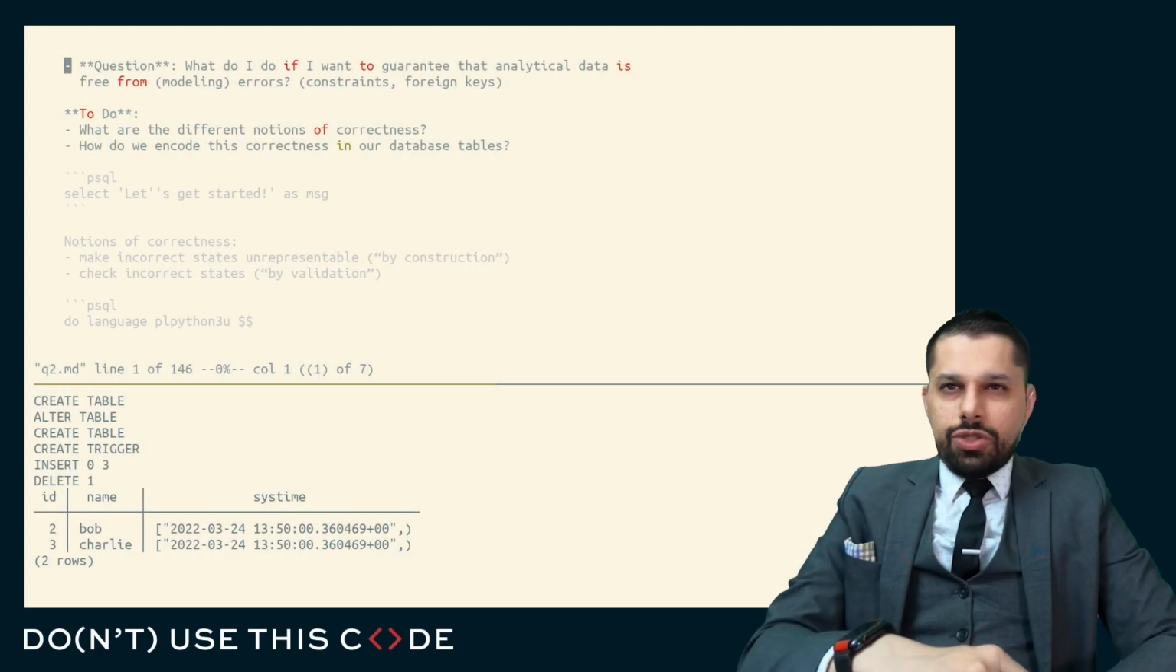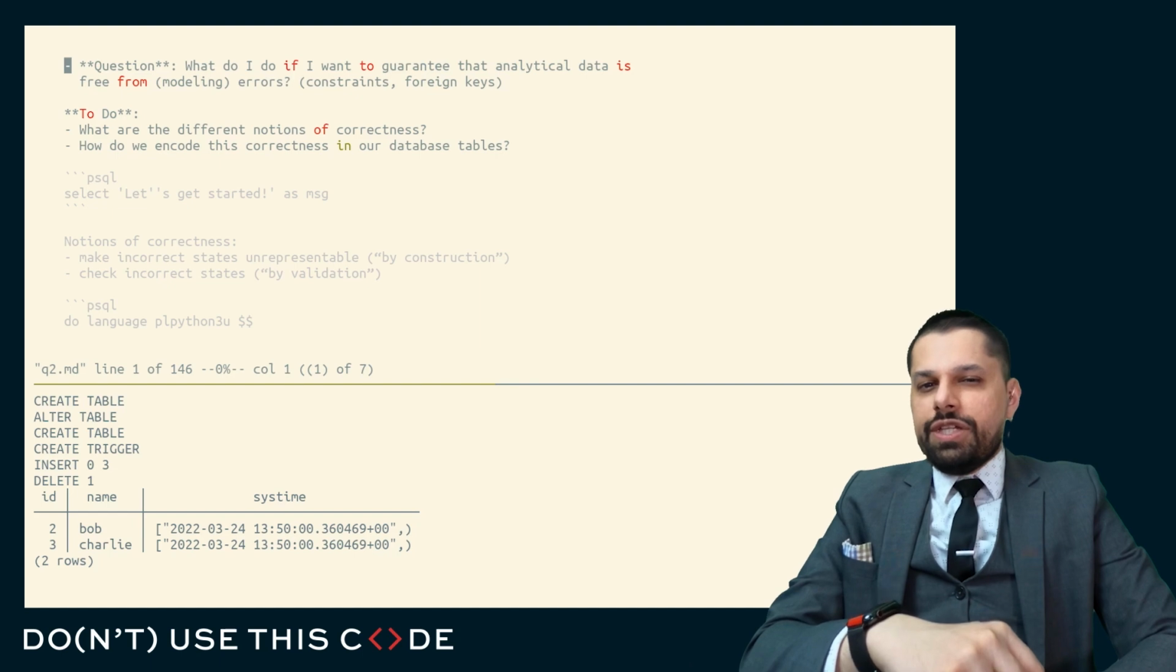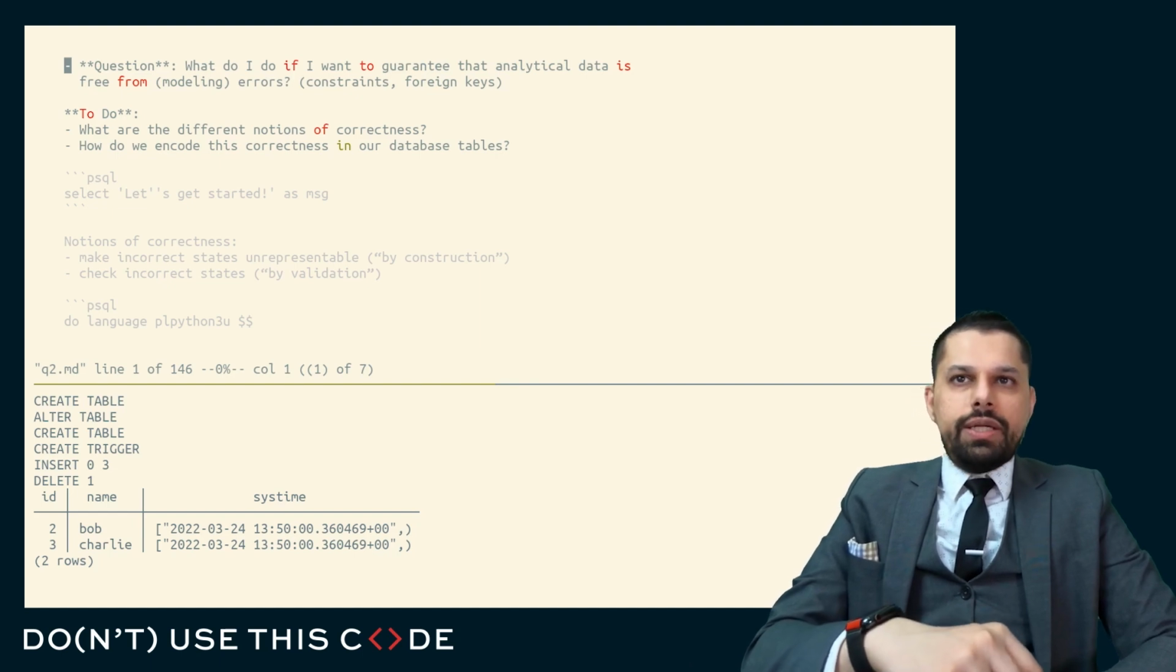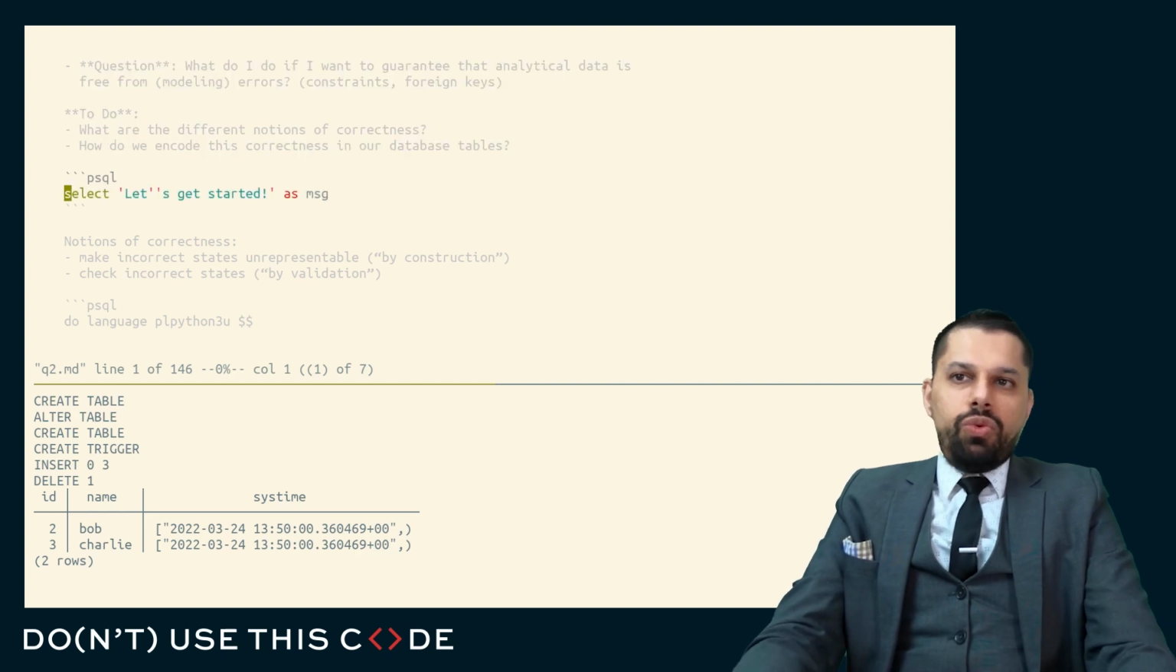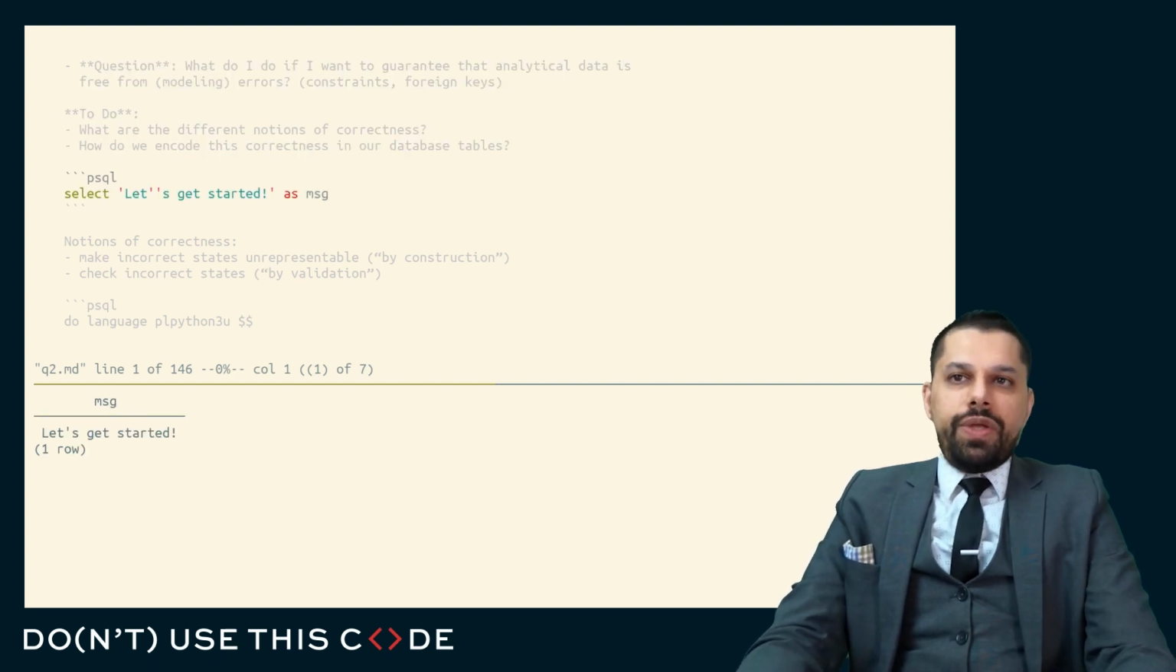We're going to talk about things like constraints, we're going to talk about things like foreign keys, and we're going to talk about what the different notions of correctness are. Because it turns out there are different ways for us to determine whether something is correct or not. And neither one of these two approaches is better than the other. They're actually appropriate for very different use cases.